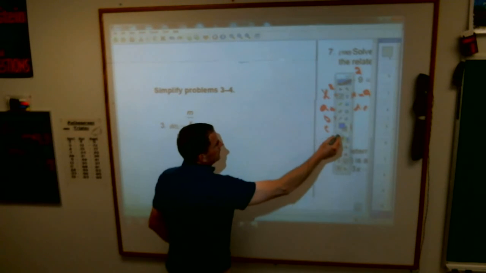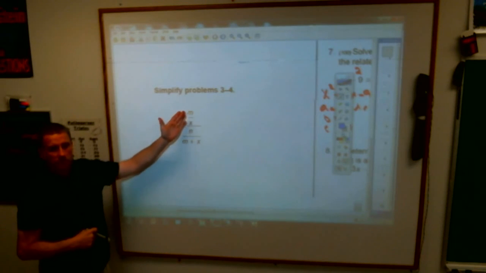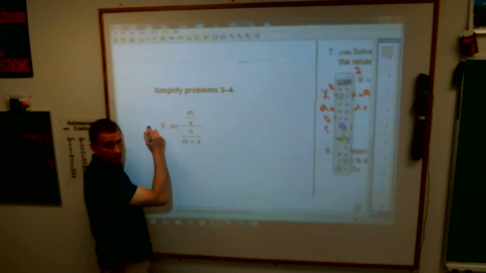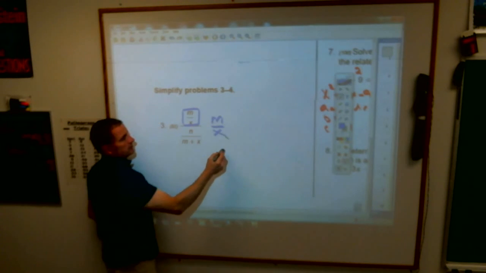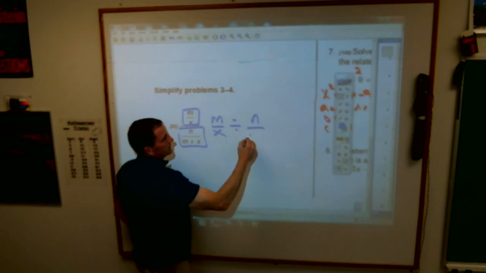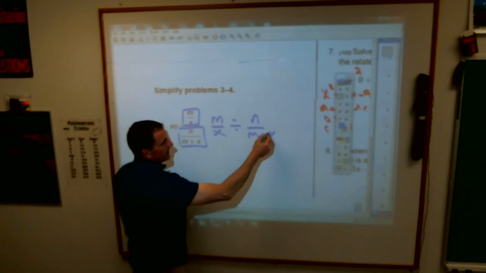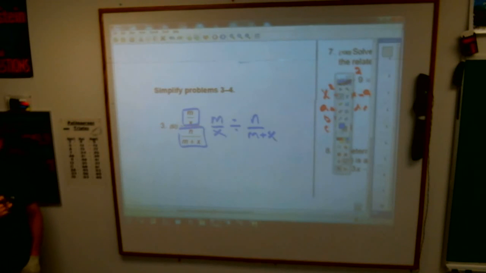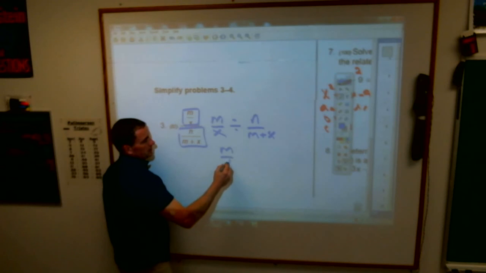Find the common... No, that's only when you add or subtract fractions. This is a fraction divided by a fraction. There's no addition or subtraction signs there. This means m over x divided by n over m plus x. It's a division problem. And believe it or not, we've done problems like this since the end of 5th grade. How do you divide by a fraction? Right, so you're just going to take this second fraction and flip it over.